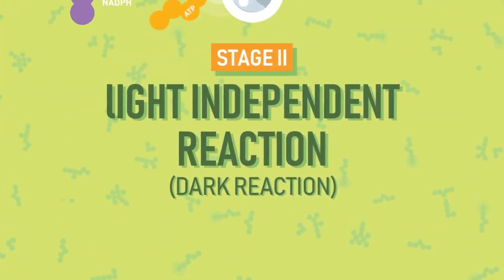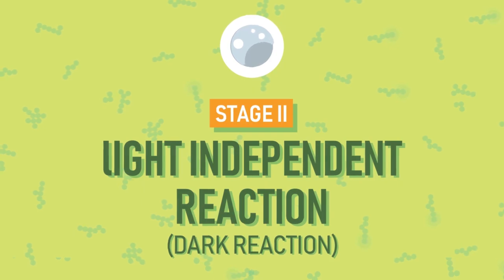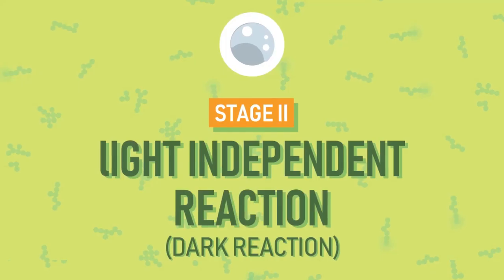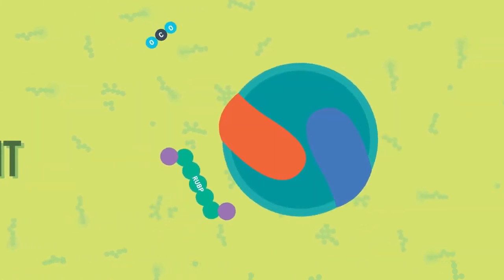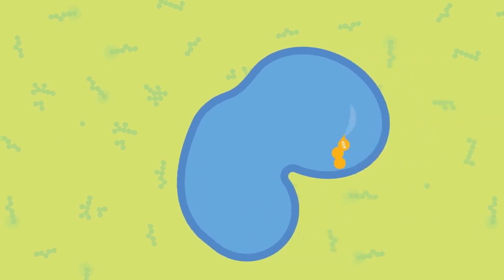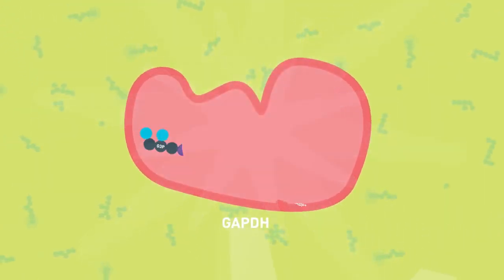Stage 2. Light-independent or dark reaction. This reaction can proceed in the absence of light, but calling it a dark reaction might be misleading as it doesn't happen only in the dark. It can just as well happen in the light. This process uses the energy from the light reaction to convert carbon dioxide into glucose.